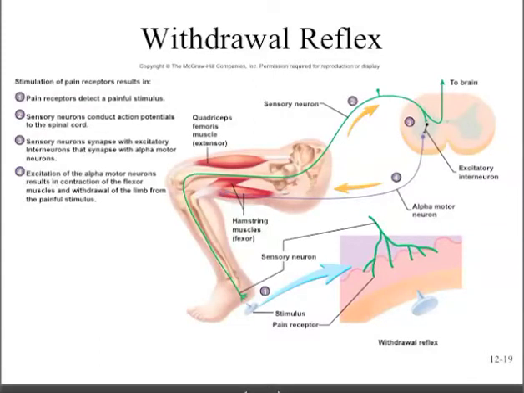Okay, so there's our withdrawal reflex, and you can see the pathway here. This is the sensory input, the afferent information coming in through the dorsal root ganglion, in through the dorsal root and into the dorsal horn. We synapse directly onto the interneuron, which hits the alpha motor neuron, and then this is going to innervate the targeted muscle group, the hamstring group, and the knee will bend. Okay, so that's relatively straightforward.